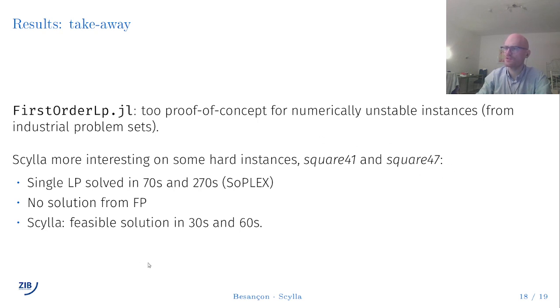The other thing we noticed on some instances, so of course I cherry-picked 2 of them here, but there are way more that are representative, is that Scylla is more interesting on much harder instances than the feasibility pump. So to give you an impression, on these 2, a single LP solve was 70 and 270 seconds, which is fairly significant. In 10 minutes, there was no solution found by the feasibility pump, and Scylla found a feasible solution within 30 and 60 seconds. So in less time than it takes to solve a linear relaxation of the problem, which is, to remind you, much easier, we found an integer feasible solution, and then we can improve upon it afterwards with the algorithm.